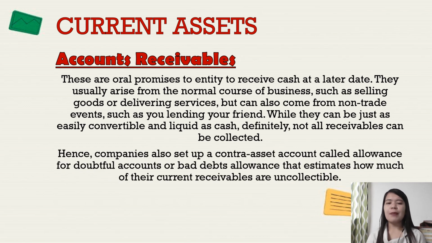Companies also set up a contra-asset account called allowance for doubtful accounts or the bad debts account. This bad debt allowance estimates how much of their current receivables are uncollectible. So, minsan class, sa kasamaang palad, hindi nababayaran, di ba? Hindi napapabalik. So, a company, nagpo-provide siya or nagse-set up siya ng contra-asset, which is called the allowance for doubtful accounts or the bad debt allowance. So, here, the uncollectible accounts ay doon siya mapapasama sa bad debt allowance.